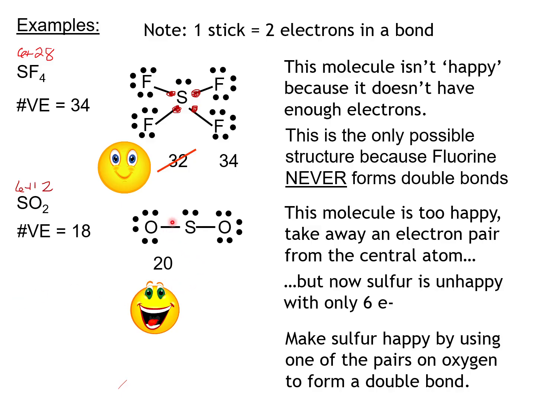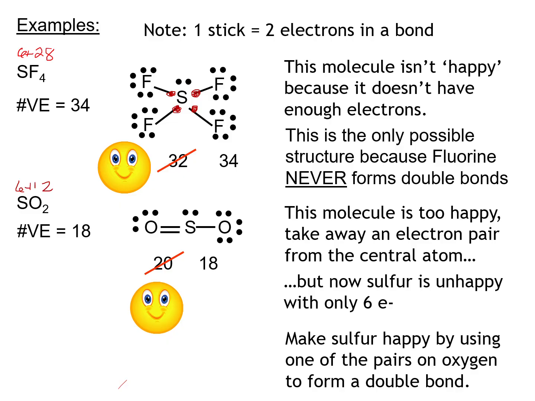It only has 2, 4, 6 electrons around it. The central atom has to have at least 8. So what we're going to do is change one of these lone pairs into a bonding pair. And in this animation, I picked this particular pair. So we go over and we do that. And now we have the right number of electrons.